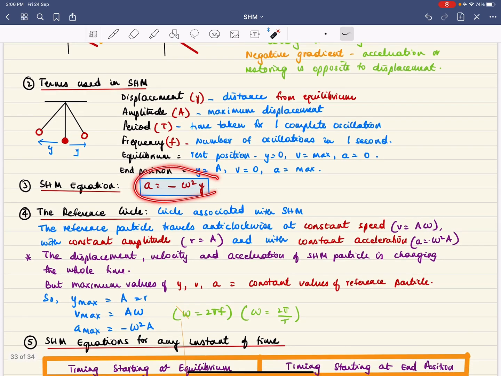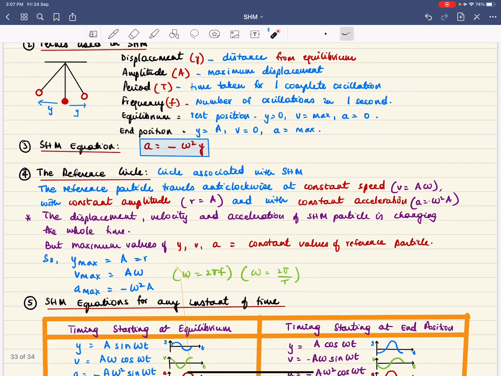This equation here defines simple harmonic motion, saying that acceleration is proportional to displacement and acts in the opposite direction, and the constant of proportionality is angular frequency, omega squared, where omega is 2 pi f, or 2 pi over T.